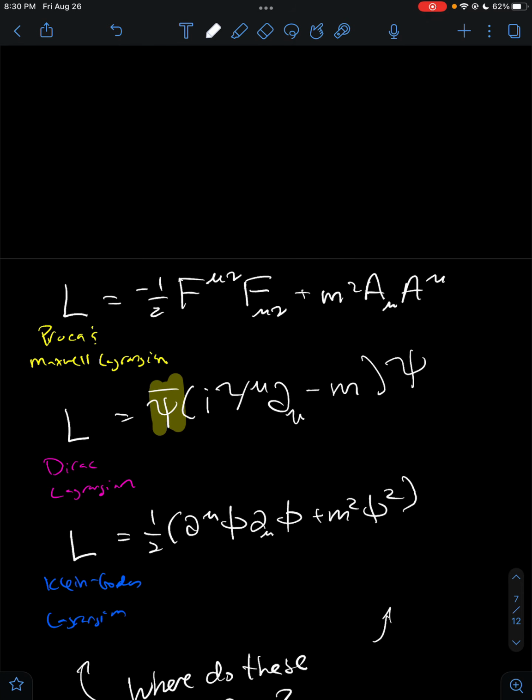So for example, we can motivate the Dirac Lagrangian. My Apple Pencil just died. Let me just charge it for a bit.